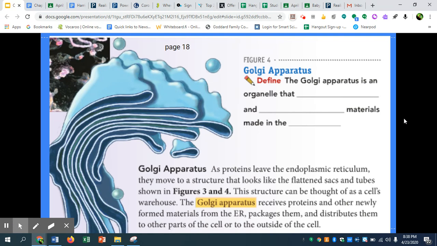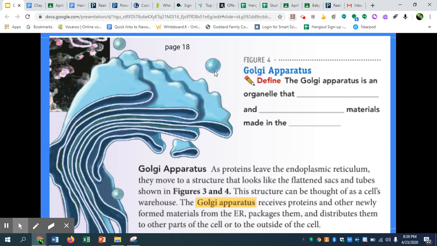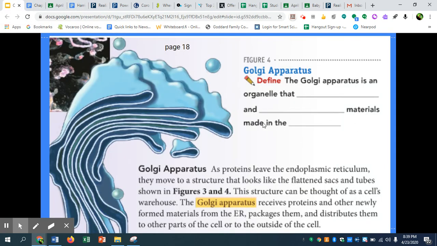So we're going to rewrite this. Okay. All right, so we're going to recopy this line. The Golgi apparatus is an organelle that packages and distributes. Packages and distributes. Let's go back. Materials made in the ER, and those materials go to the Golgi apparatus.